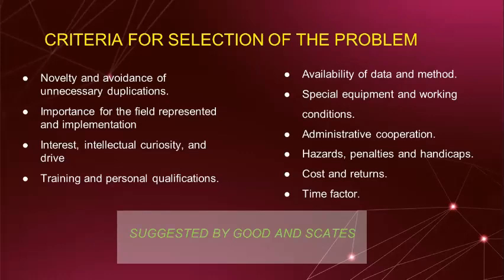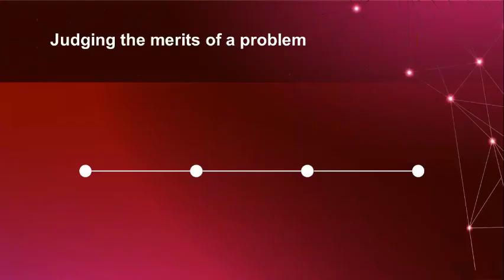What are the cost and return factors? It should not be that the cost is much more than what we are getting in return. What is the time factor? Now, as a general rule, the minimum amount of time that is taken for a master's degree is 2 years, and when a person is doing for his doctoral degree, it is 3 to 5 years. So, these things must be kept in mind while selecting the problem.